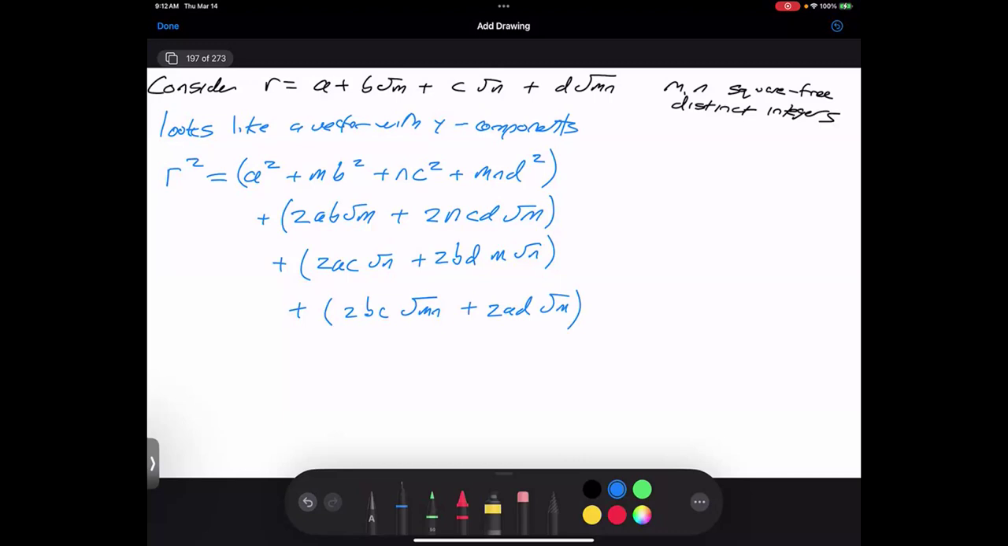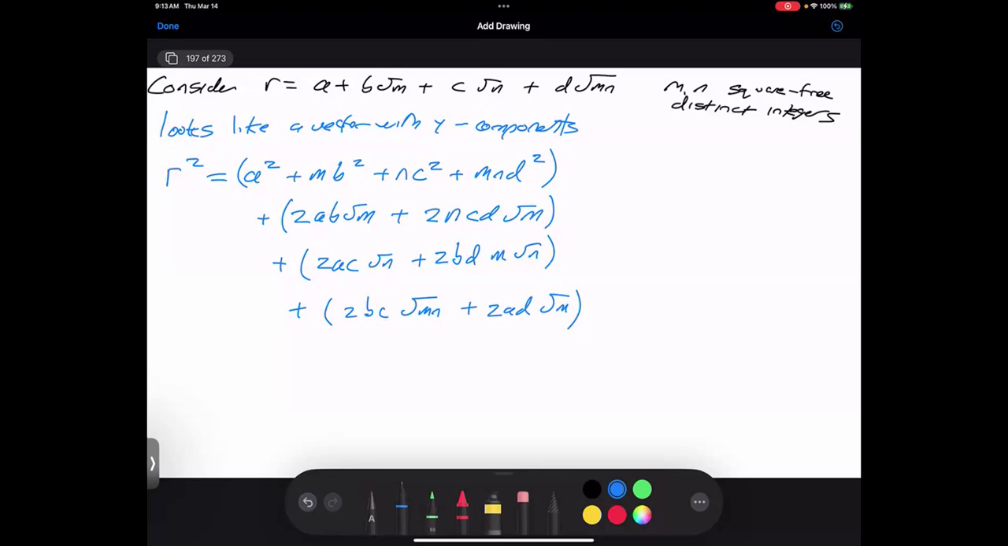How many terms should there be when I expand out A plus B plus C plus D? There should be 16 terms, right? I've got 4 times 4. And if you count the coefficients, I've got 1, 2, 3, 4, 5, 6, 7, 8, 9, 10, 11, 12, 13, 14, 15, 16. I have 16 terms. I've counted all the terms. All the terms go somewhere.